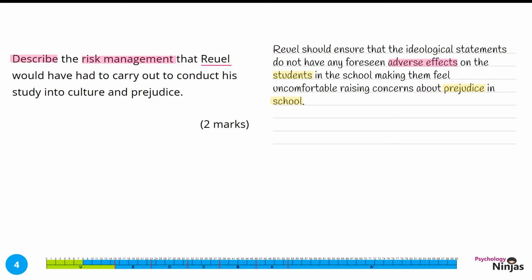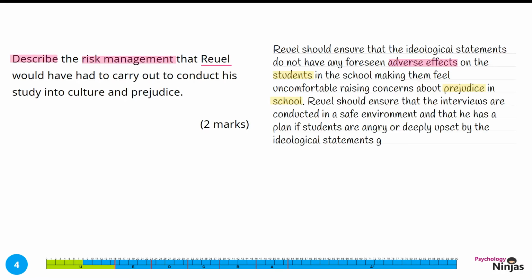Given that this question is worth 2 marks, we're then going to discuss an additional concern. Ruel should ensure that the interviews are conducted in a safe environment and that he has a plan if students are angry or deeply upset by the ideological statements given about each culture.